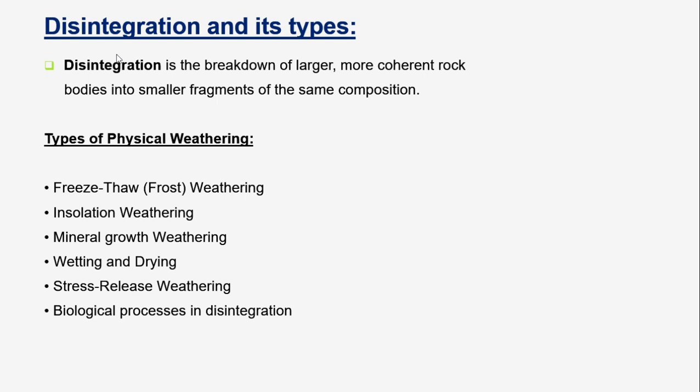So, the physical disintegration of the rock. The physical weathering is the process by which rocks are broken into smaller fragments through a variety of causes, but without any significant change in chemical or mineralogical composition. So, there are different types of physical weathering: freeze and thaw weathering, insolation weathering, mineral growth weathering, wetting and drying, stress release weathering, and biological processes of disintegration. One by one, we will see these different types of the physical weathering.